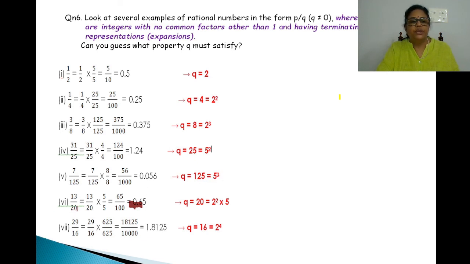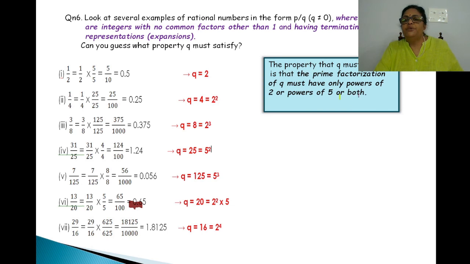Here Q is 20. 20 is equal to 2 squared into 5, 2 into 2 into 5. Here Q is 16, 2 raised to 4, 2 into 2 into 2 into 2. So can you guess what property Q must satisfy? Here you can see Q is either 2 or 5 or a combination of 2 and 5. Either 2 or 5.